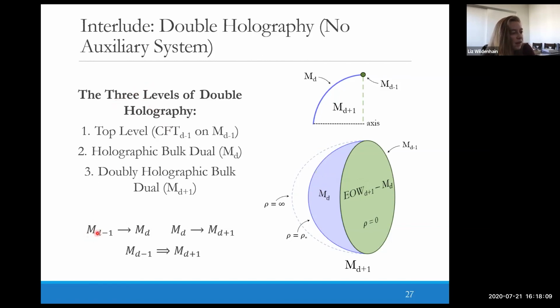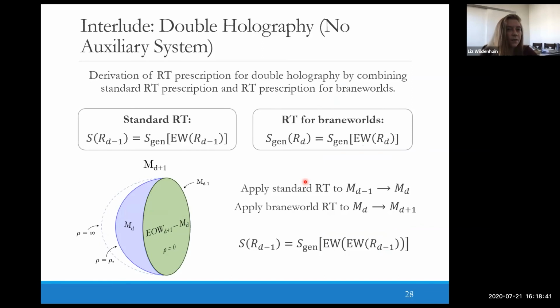So really this double holography is two sequential applications of single level holography, one going from the D minus one dimensional theory to the D dimensional one, and then from the D dimensional one to the D plus one dimensional one. But we can refer to this relationship between the first level and the third level as its own kind of duality, which we call double holography, and we indicate with this double arrow. So now the question is, how do we compute entropy of a region in the lowest dimensional theory using quantities in the highest dimensional theory? So we'd like to derive an RT prescription for double holography. So we can apply this to the third case that I mentioned.